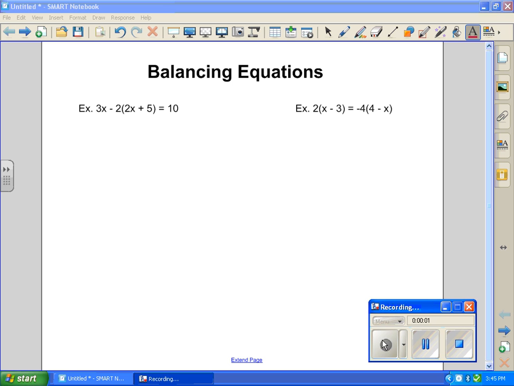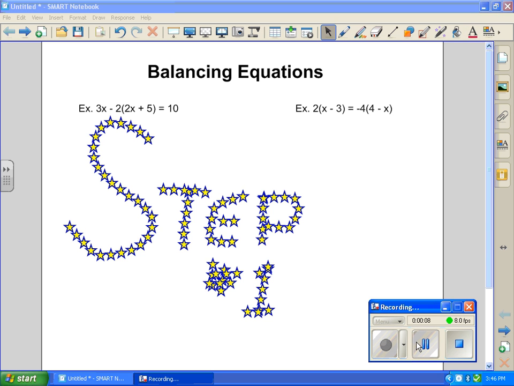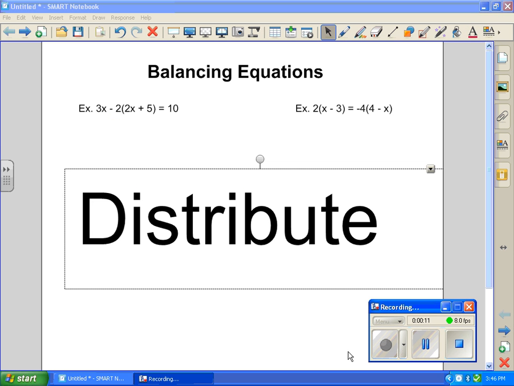Today I'm going to show you how to balance equations. Balancing equations is one of the most important topics in algebra. There are 4 basic steps. Step number 1, distribute.